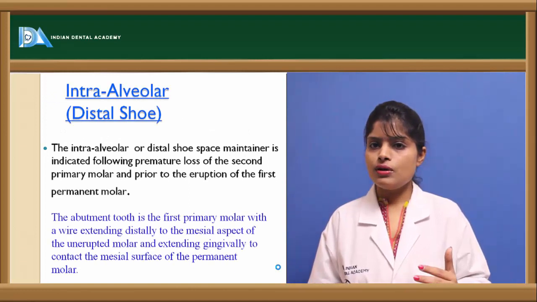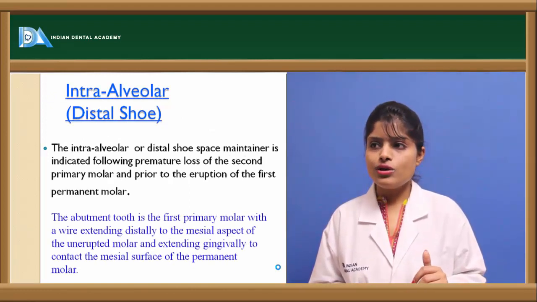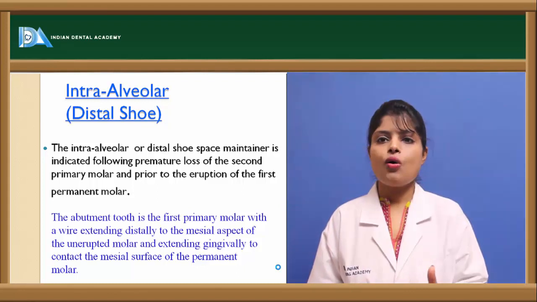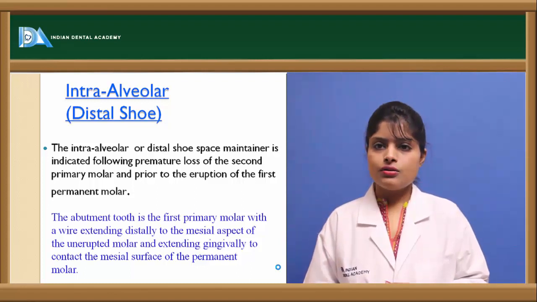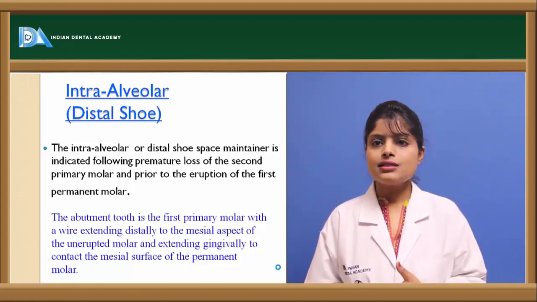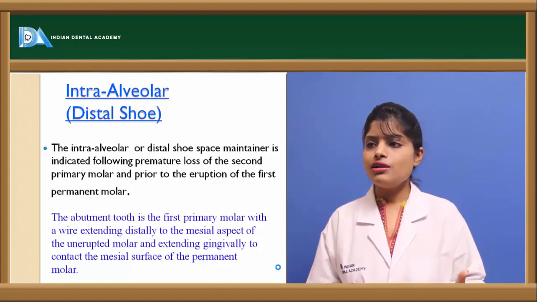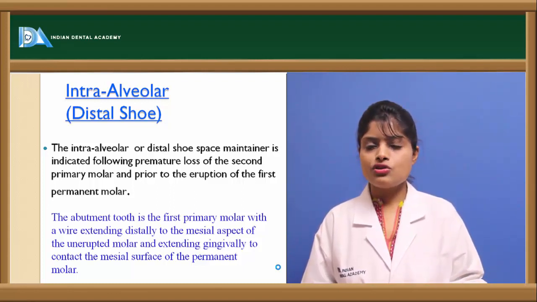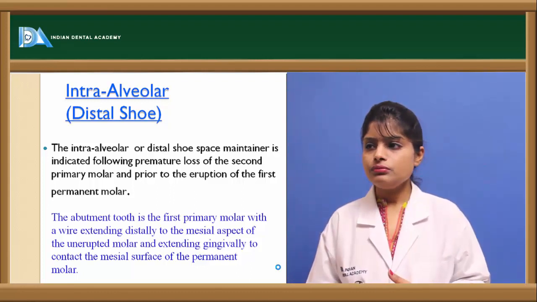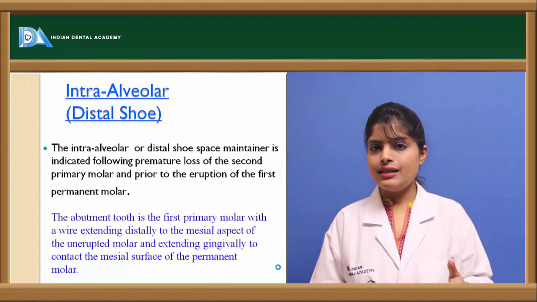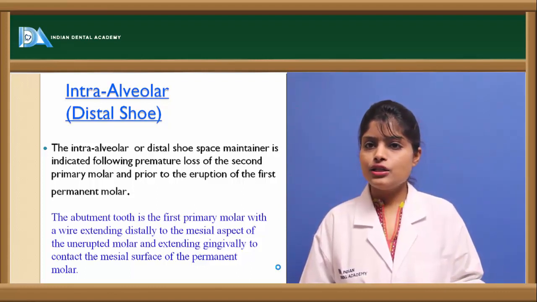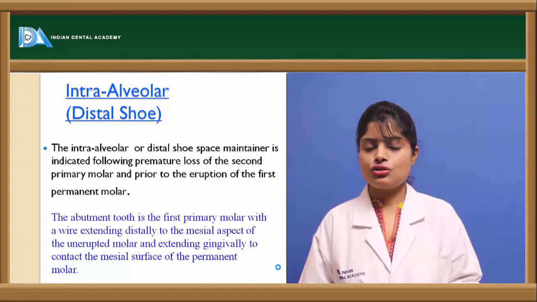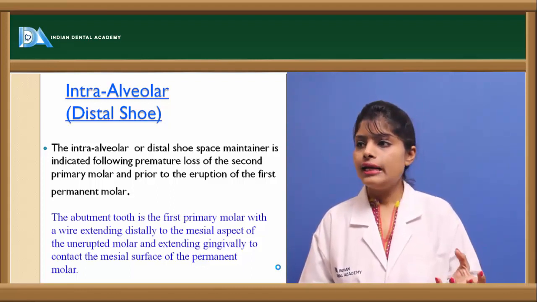Next, coming to one of the most complicated appliances, which is the distal shoe or the intra-alveolar appliance. It was first reported by Roche. Roche gave a gold casting type of appliance, which was further modified into an appliance made of cast iron. The distal shoe is basically an intra-alveolar appliance. That is, it consists of an arm which will go gingivally into the arch, which will guide the eruption of the first permanent molar in the oral cavity.